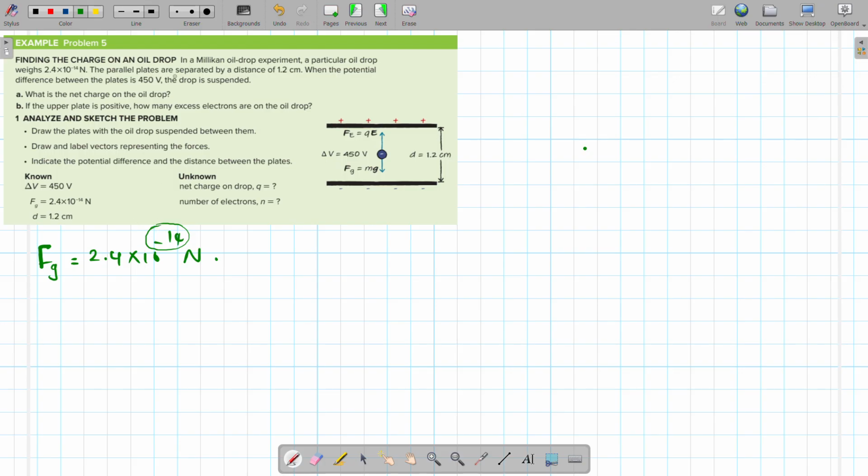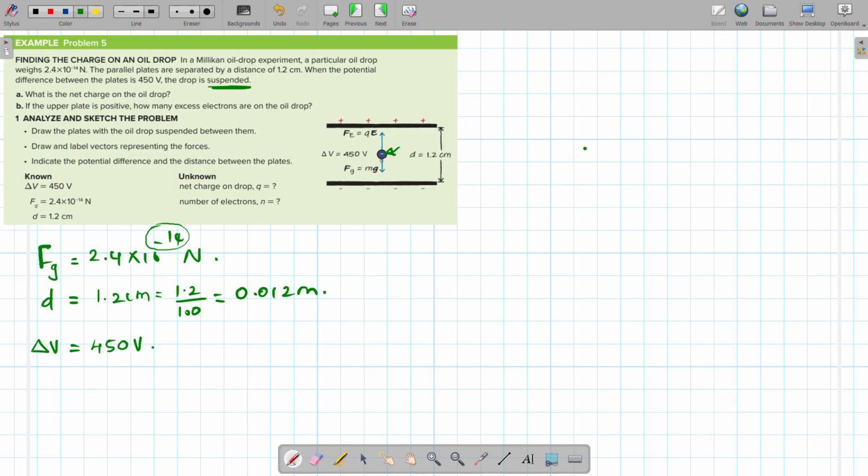The parallel plates are separated by a distance. So the distance between the plates is 1.2 centimeter; change it into meter. When the potential difference between the plates, delta V, is equal to 450 volt, the drop is suspended. How is the drop suspended? Suspended means it is like floating in between the two plates.